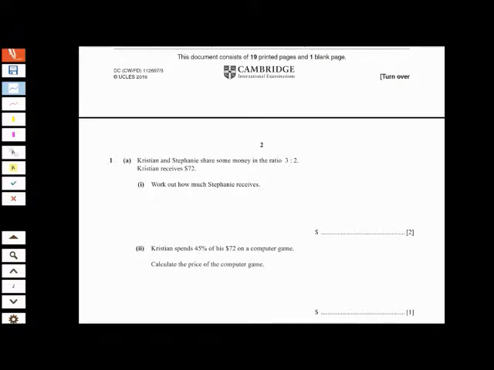Okay. Now Kristen is 3. And we also know that Kristen receives $72, which means that 3 equals $72. And now they want to find out how much Stephanie received. And we know that she received 2. Using cross multiplication method, we can get the answer. 2 times 72 divided by 3, which is $48.